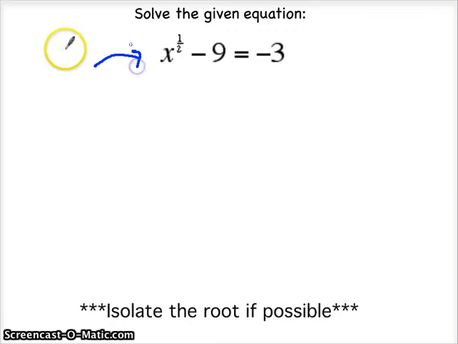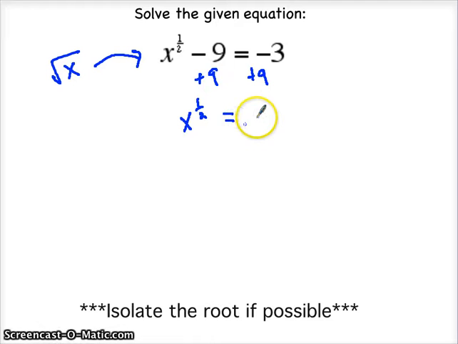Remember that x to the positive half is the same thing as the square root of x. So if I add 9 to both sides of my equation, I end up with x to the 1/2 equals 6. Then I can quickly square both sides, because the 1/2 power being a root, the opposite of that would be squaring it. Also helps to think power to a power: 1/2 times 2 is just x to the first. But again, I also have to square the other side, giving me 36.